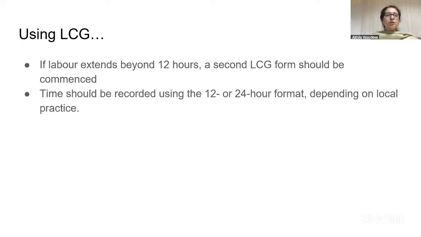Now, suppose she stays at 5 centimeters for a long time, say 4 hours, 5 hours, and then she stays at 6 centimeters for another 5 hours. Obviously, if it extends beyond 12 hours, the second LCG form should be commenced. That's what is recommended by the Labor Care Guide. And they have given you an option of entering it in 12-hour or 24-hour format, depending on the local practice.